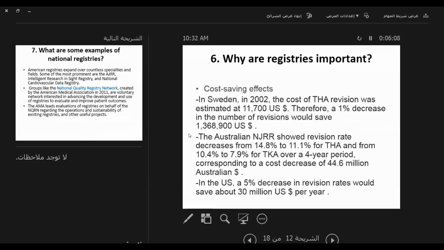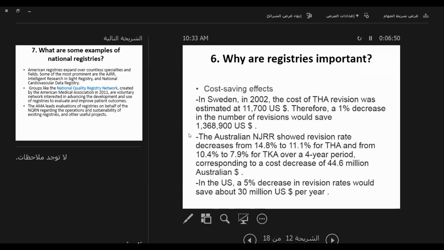Other benefit of registries, cost-saving effects. For example, in Sweden in 2002, the cost for total hip arthroplasty revision was estimated to be about $11,700 US. After decreasing 1% in the number of revisions based on the better experience, based on the information extracted from registries, this would save about $1,368,000 US.